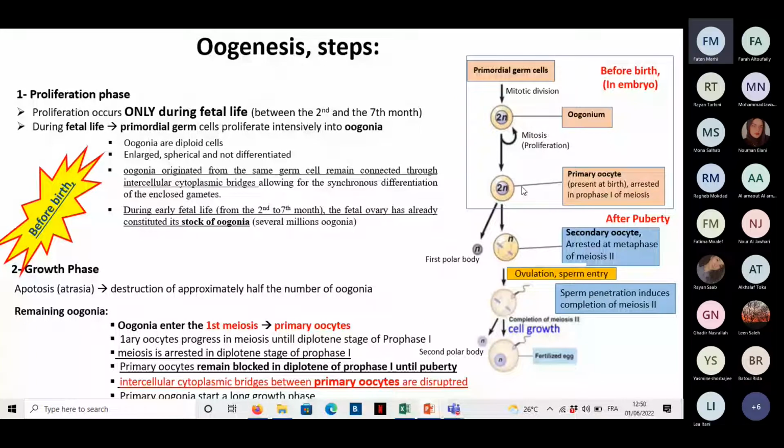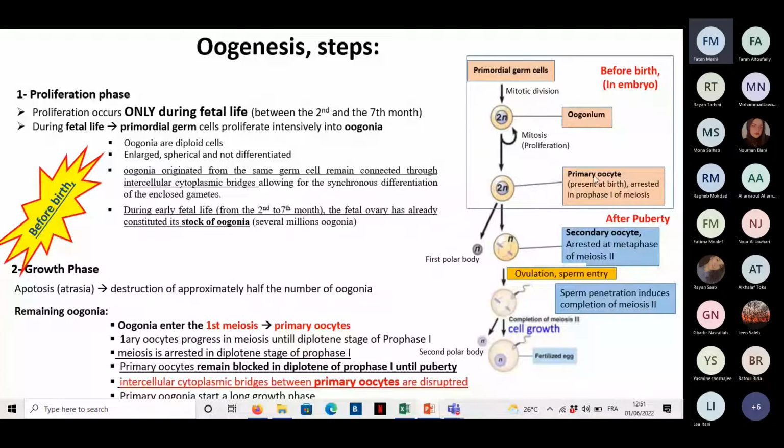Now, this will happen during the proliferation phase. During the growth phase, we have the atresia of the oogonia. The remaining oogonia will enter the meiosis. Once they enter the meiosis, we call them primary oocytes. We don't call them oogonia anymore, but we call them primary oocytes.